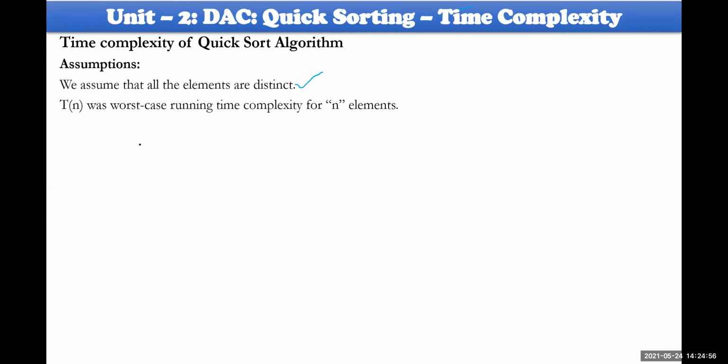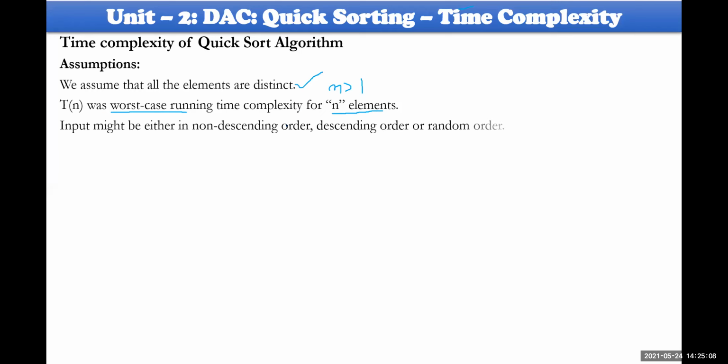Secondly, worst case, T of n will be the worst case running complexity for n number of elements. Here I'd like to write n will be greater than one number of elements. Then the input might be in three different orders. One is non-descending order, that is ascending order, which gives you 1, 2, 3, 4 and so on. Descending order, which gives you 4, 3, 2, 1 and so on. This is descending order, this is ascending order. And random order. Random order in the sense, 1, 3, then 2, then 4, something like this.